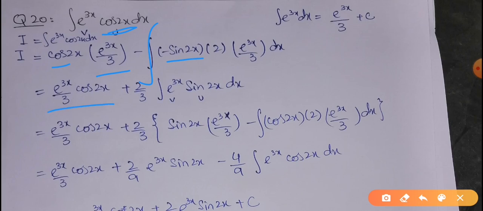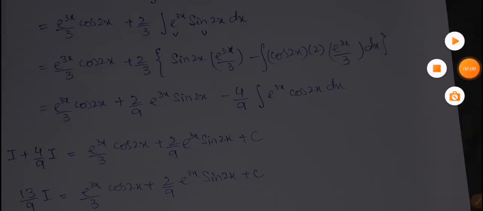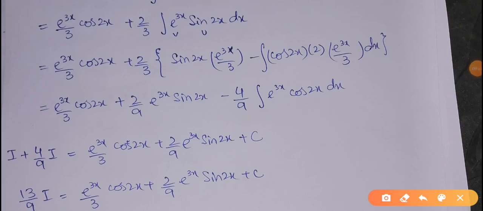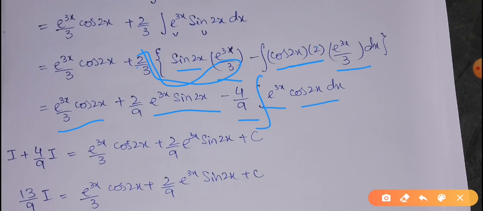So e power 3x over 3 into cos 2x plus 2 by 3 out from the integral, e power 3x into sine 2x. Again we have a product of functions, so we are going to choose the trigonometric function to be u and the exponential function to be v. So applying integration by parts again, u as it is times integral of v minus integral of the derivative of u, because the derivative of sine is cos, so cos 2x into the derivative of the angle into integral of v, that is e power 3x over 3. So here we have e power 3x over 3 cos 2x plus 2 by 9 e power 3x sin 2x minus, 2 into 2 is 4, 3 into 3 is 9, so minus 4 by 9 integral of e power 3x cos 2x.